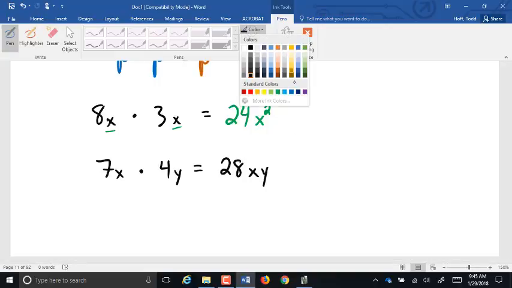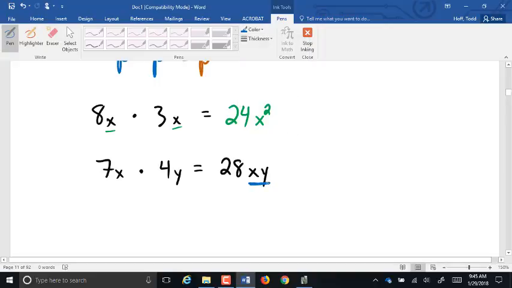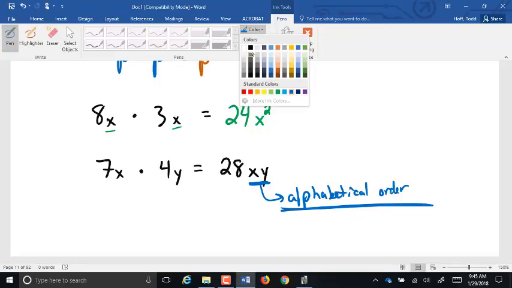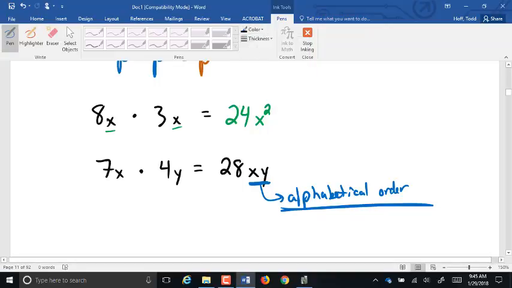A little bit of a side note, when we write these like this, where we're combining two variables or multiplying two variables like that, we should try to put them in alphabetical order. It is not wrong if you don't, but it's kind of a math grammar thing. It's more proper to put them in alphabetical order.